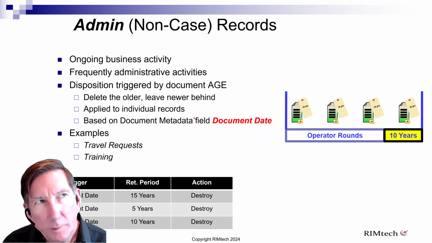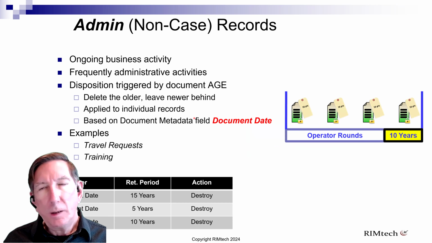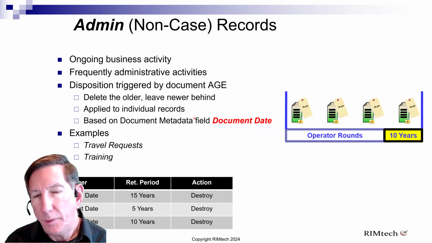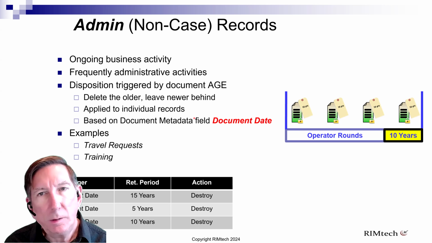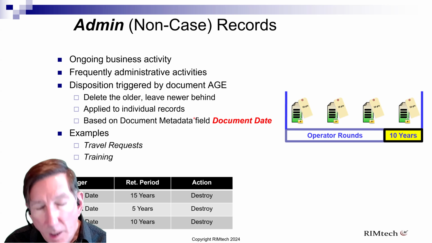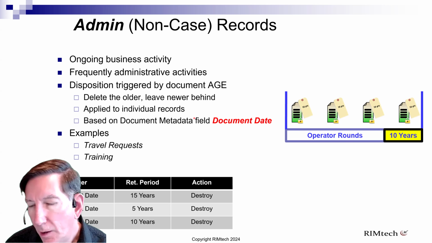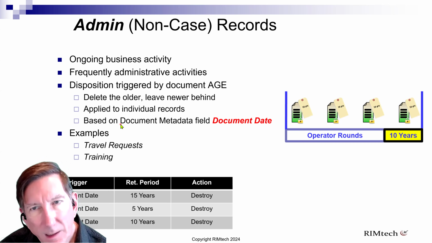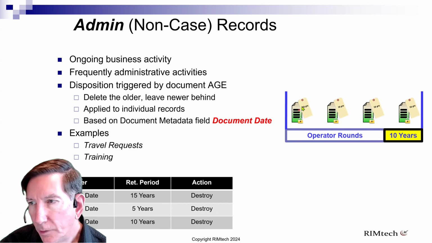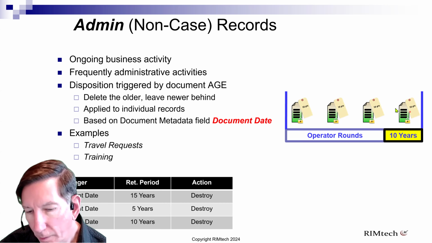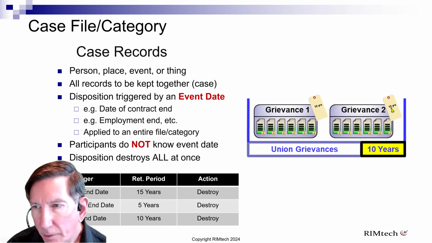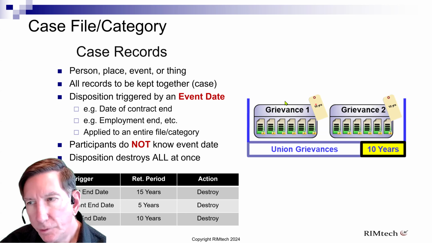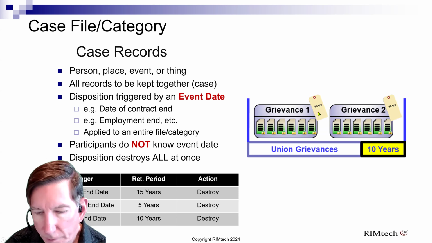And what about the other 40%? Well, they're non-case or administrative records. The business activity is ongoing. It is not a series of repeated adventures. So the retention is based on the age. So documents age out one by one, whereas with case records, it's the adventure or the case ages out in its entirety. So all the records in a given case are aging out according to the retention period.